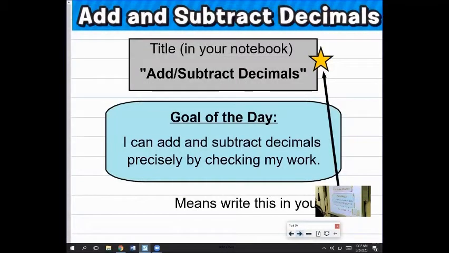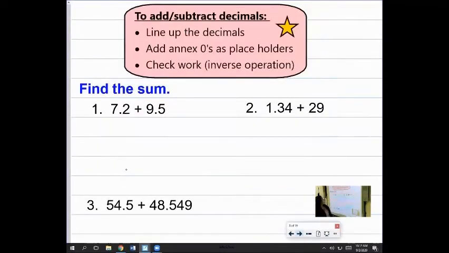So in your notebook, go ahead and write adding and subtracting decimals. The goal of the day today is I can add and subtract decimals precisely, that means accurately, no errors, by checking my work. So we're going to make sure that our answers are reasonable when we do add those together. To add and subtract decimals, the biggest key here is that we're going to line up the decimals. We're going to add on zeros as placeholders, so they're not going to affect the solution here. And then we're going to check our work by using the inverse operation. So this is addition, the inverse would be subtraction.